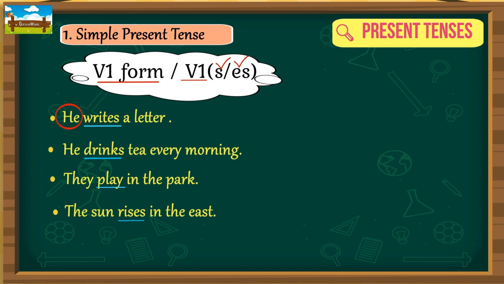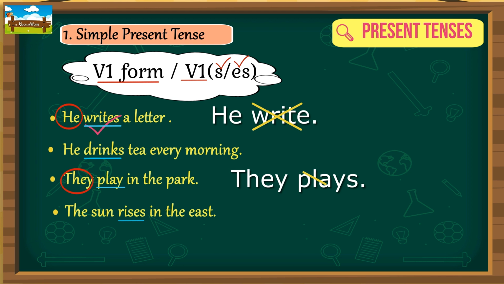If your subject is singular, add s to the verb. For example, if the subject is he, we write rides. Never write he write, always write he rides. On the other hand, if your subject is plural, like they, don't add s to the verb. So, instead of plays, we write they play.